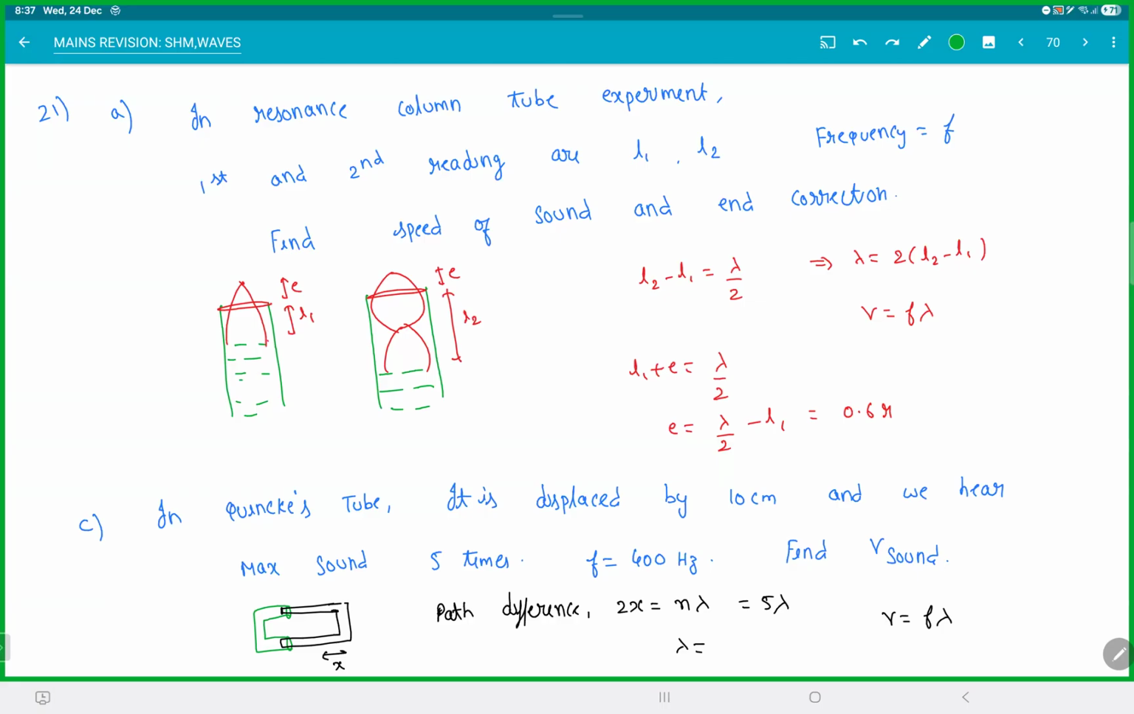So Kund's tube and resonance column are based on stationary waves, whereas Quincke's tube is based on interference. So these are the three experiments for finding the speed of sound: resonance column tube, Kund's tube, Quincke's tube.